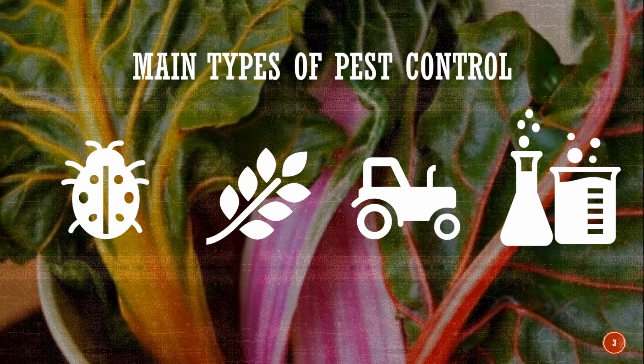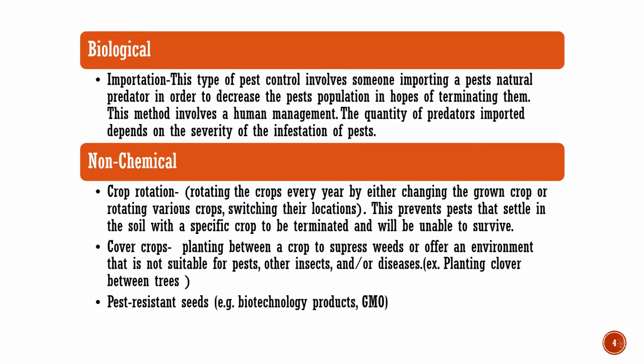Here are the main types of pest control. First, we have biological, then natural or non-chemical, mechanical, and finally chemical. The biological approach: importation. This type of pest control involves importing a pest's natural predator in order to decrease the pest populations in hopes of terminating them. This method involves human management, and the quantity of predators imported depends on the severity of the infestation of pests.